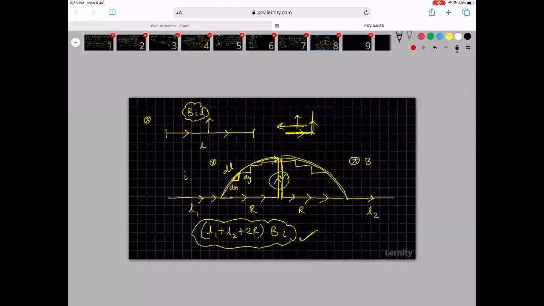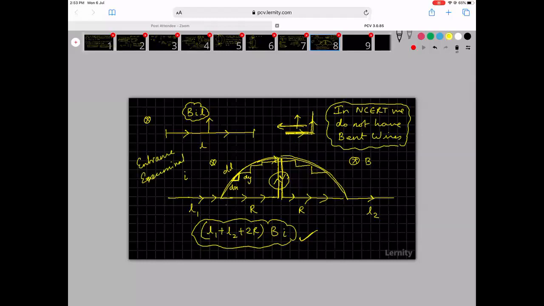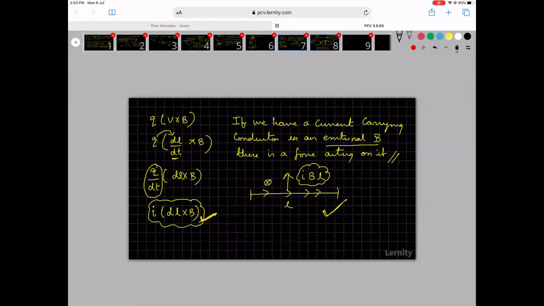This is a question which has come quite a few times in your entrance exams. You will not get such questions in your NCERT syllabus. In NCERT, we do not have bent wires. We have only straight wires. So this is required only for entrance exams. If you understand what I taught here, this is all that is there in the syllabus.